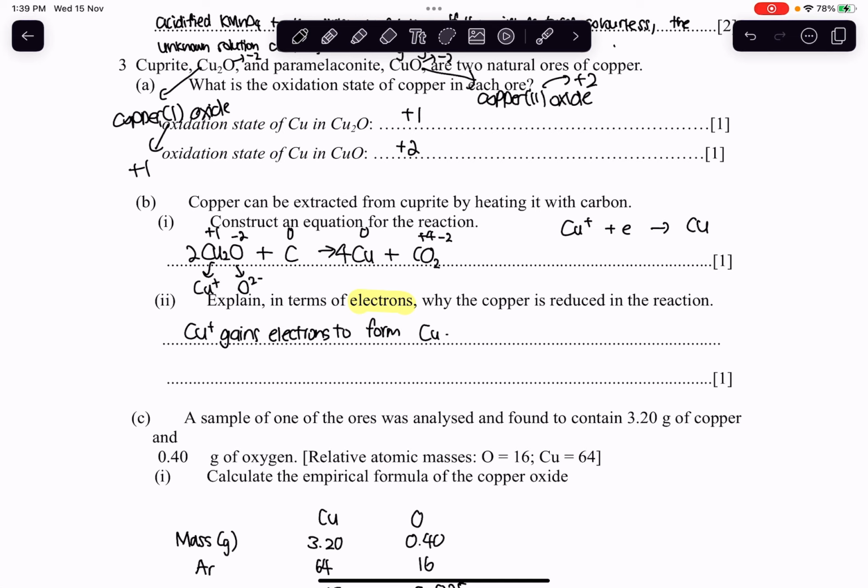Okay, and then Cu is an element. So for Cu+ to become Cu, what must happen? You must gain an electron. Because it has a positive charge, you need to neutralize the positive charge by adding an electron. So in this case, you just say Cu+ gains electrons to form Cu. There's no need to specify the number of electrons gained. As long as you say gain or lose electrons, it is fine.